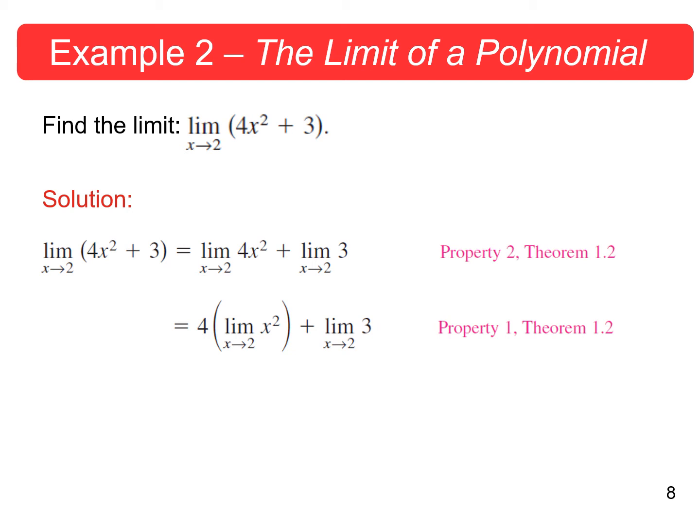And then we can now evaluate the limit. For this one, we can use direct substitution. We can replace x here by 2. So therefore, we have 4 times 2 squared. Replace x here by 2. And the limit of the constant is just equal to that constant, so that is just equal to 3. Now, 2 squared is equal to 4. So therefore, we have 4 times 4 plus 3, and that is equal to 19.